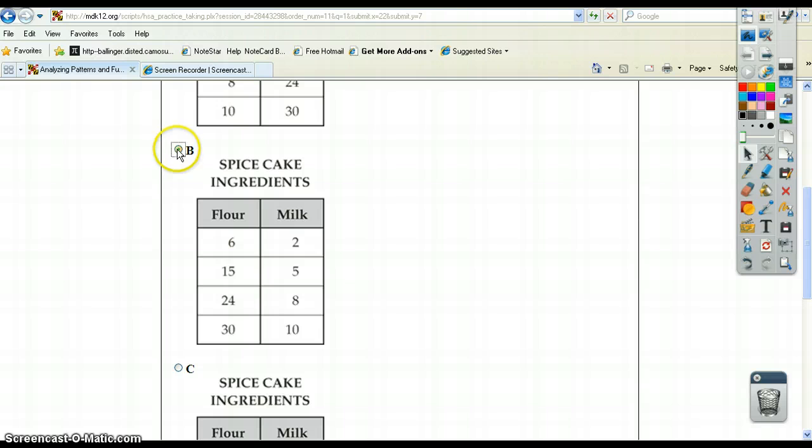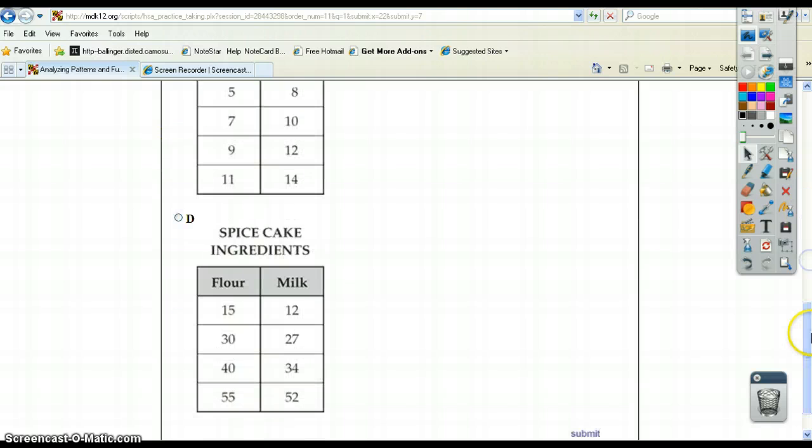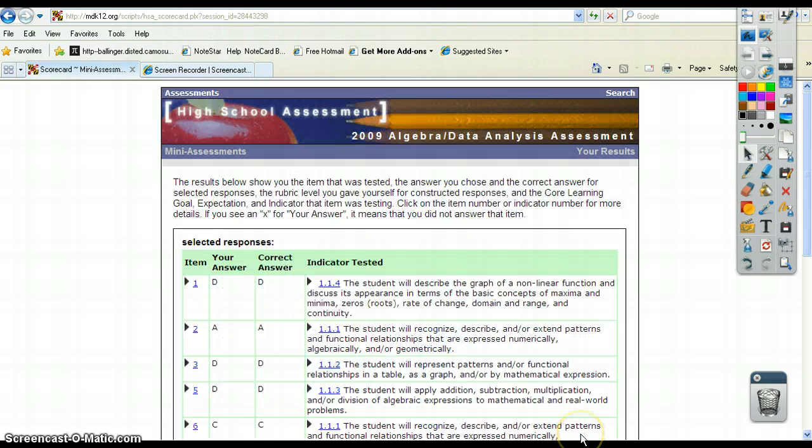So we'll put that, submit our answer, and be done with this quiz. Hopefully that helped, and there'll be more later.